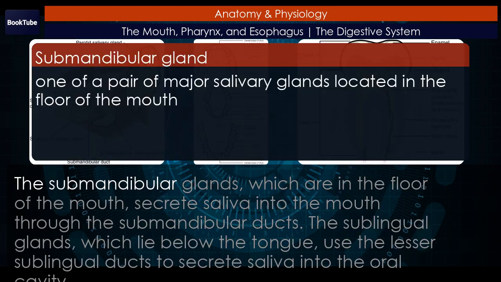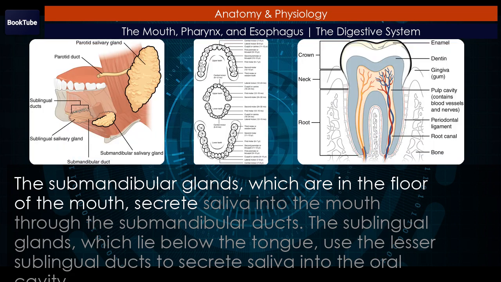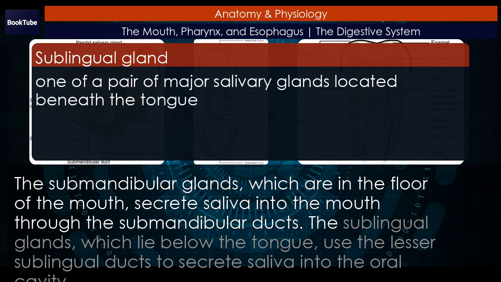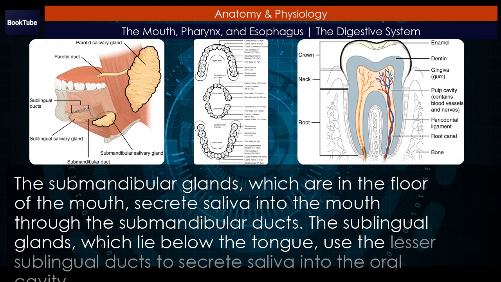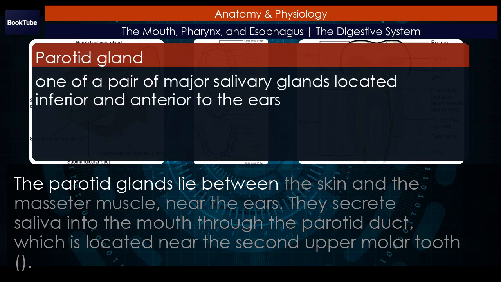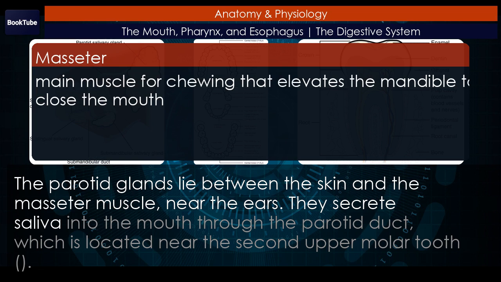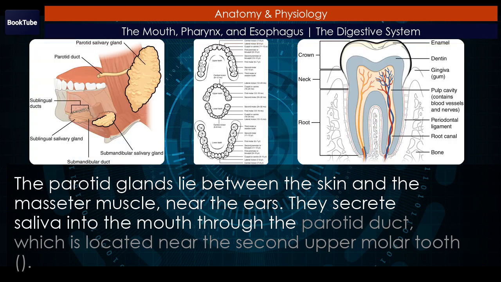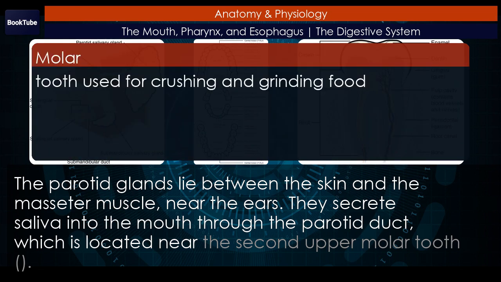The submandibular glands, which are in the floor of the mouth, secrete saliva into the mouth through the submandibular ducts. The sublingual glands, which lie below the tongue, use the lesser sublingual ducts to secrete saliva into the oral cavity. The parotid glands lie between the skin and the masseter muscle, near the ears. They secrete saliva into the mouth through the parotid duct, which is located near the second upper molar tooth.